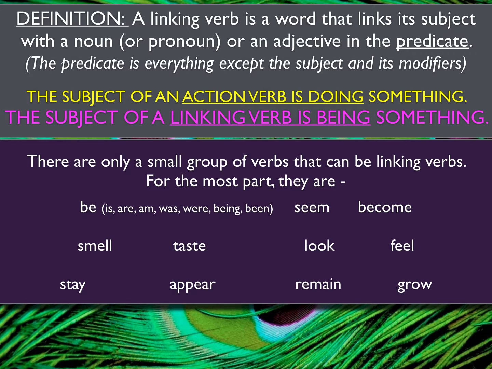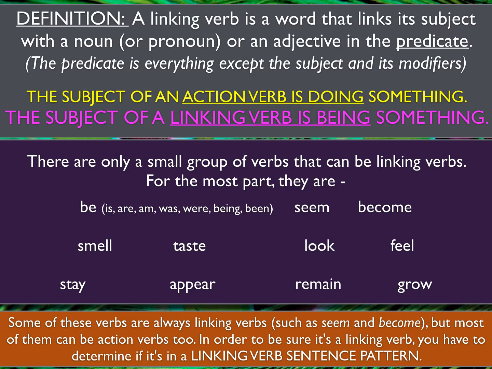There are only really a small group of verbs that can be linking verbs. For the most part, they are be, and everything that goes with that. So is, are, am, was, were, being, been, seem, become, smell, taste, look, feel, stay, appear, remain, grow. Right? So this is something like a state of being. You'll notice the senses there as well. So you're just going to have to memorize those. Good thing though, there's not too many there that you have to memorize.